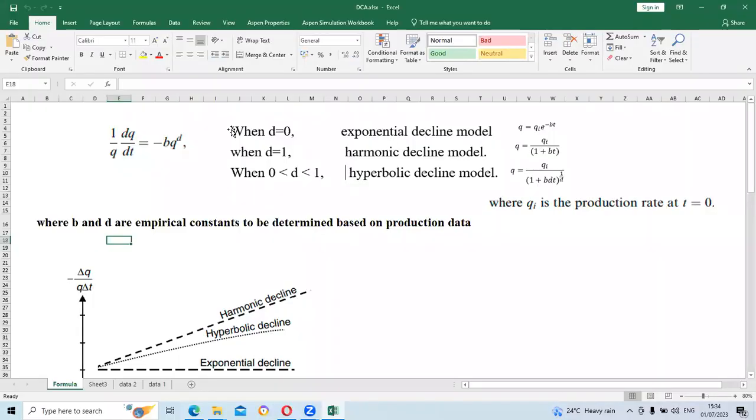Okay, today we are going to look at decline curve analysis, and we are going to see how we can use this decline curve analysis to do our prediction, to do the performance of our system or the performance of the reservoir, or to predict how the performance will be in the nearest future.